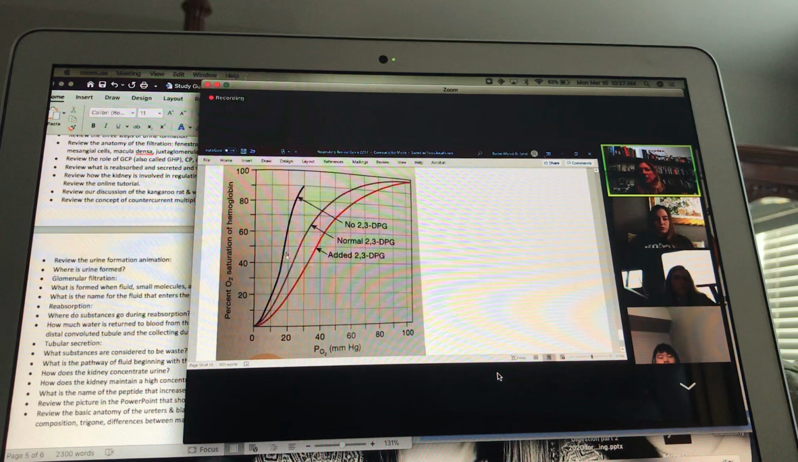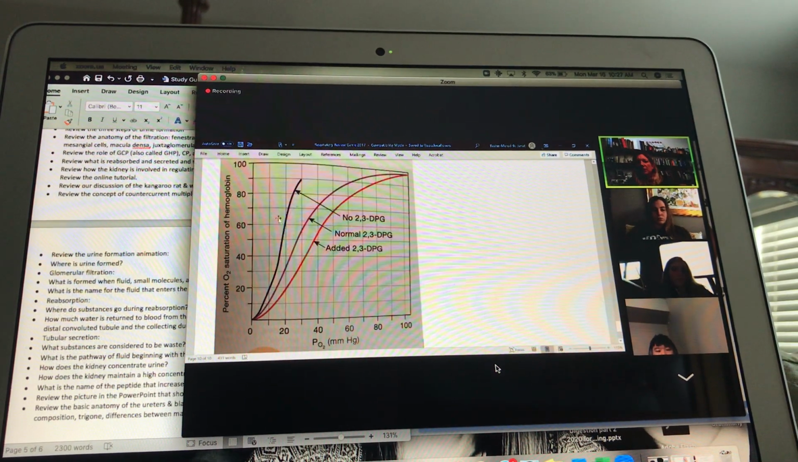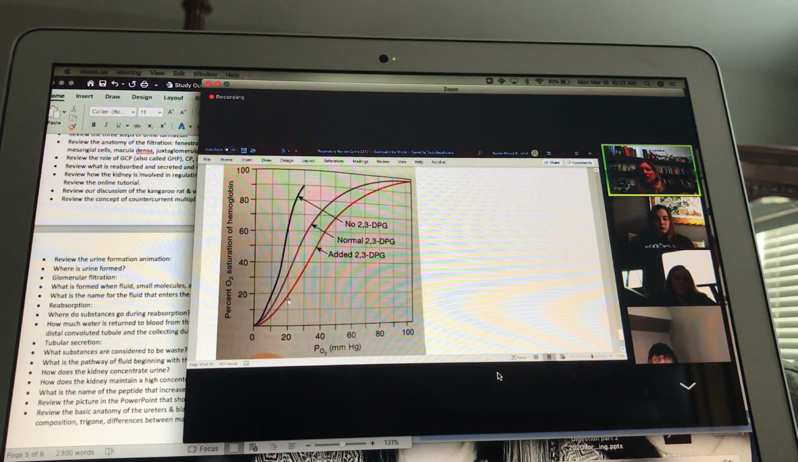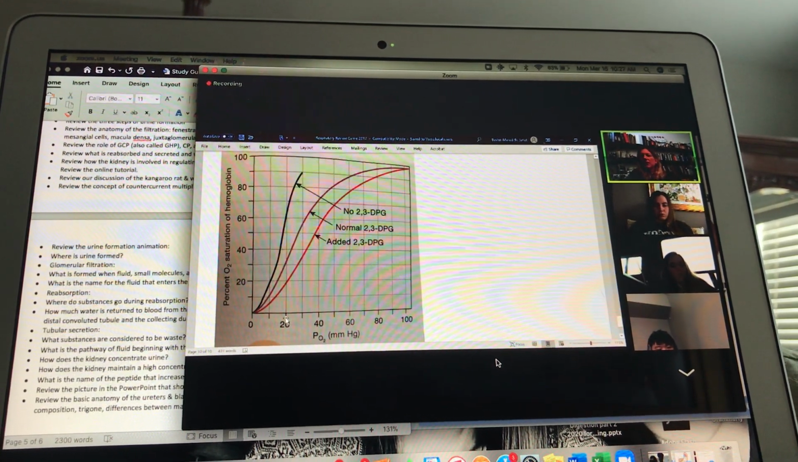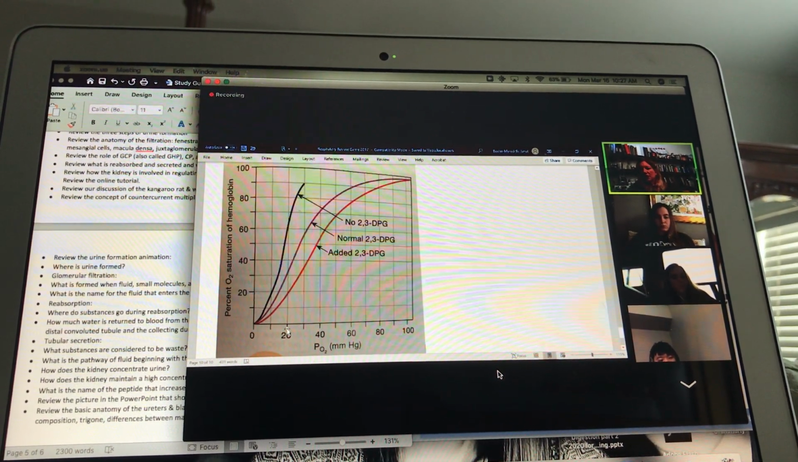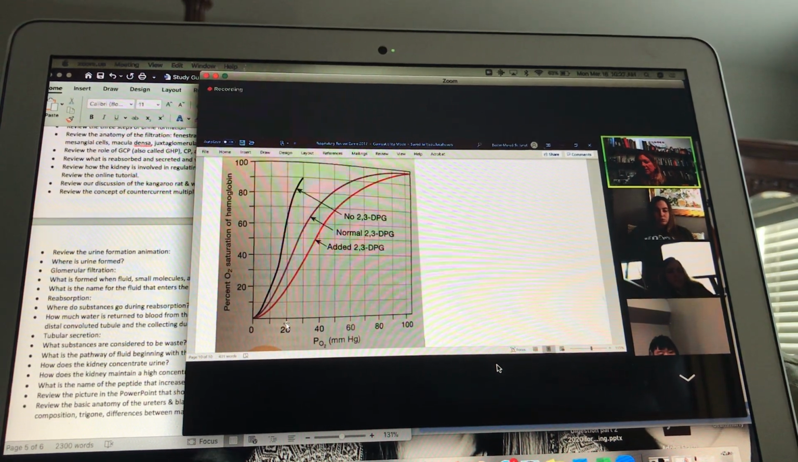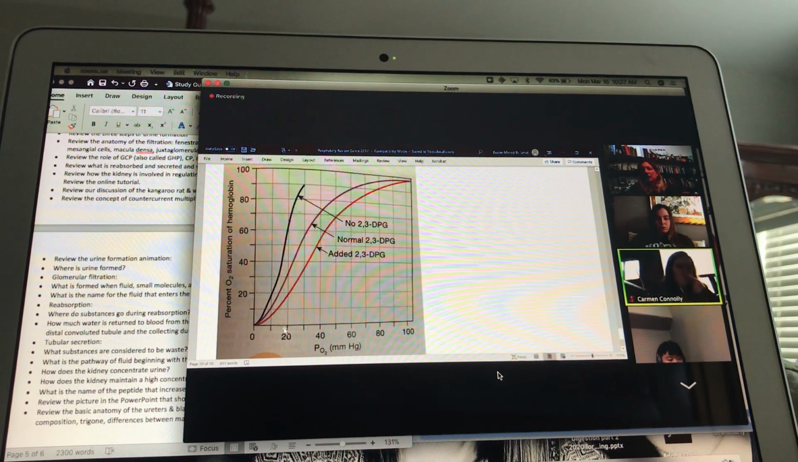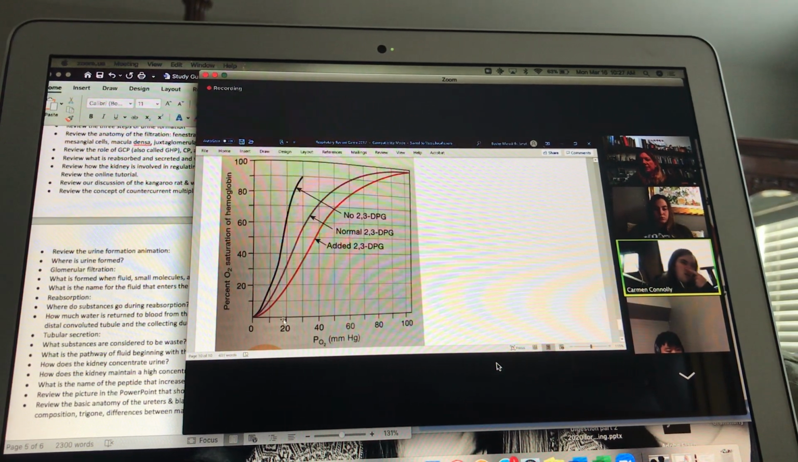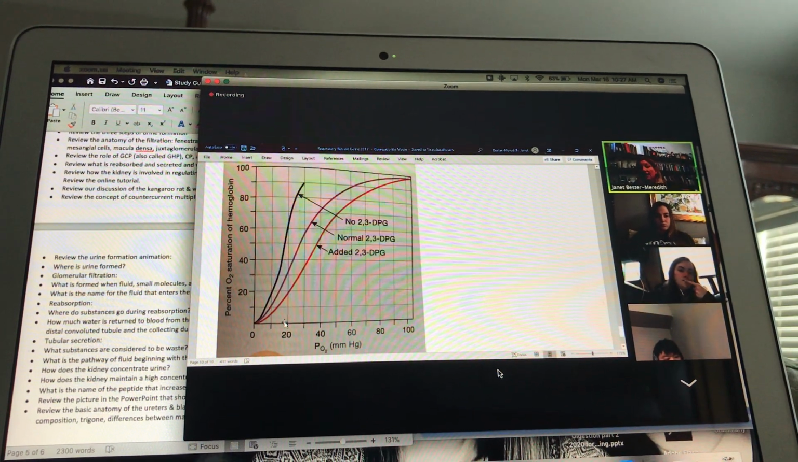So without the DPG, you can see the curve is super steep. And so even if you're at 20 millimeters of mercury, where did we say that you would find 20 millimeters of mercury as a partial pressure of oxygen? In like a resting cell? 40 was resting, so what's 20? Oh, muscle. Something that's more active, right?